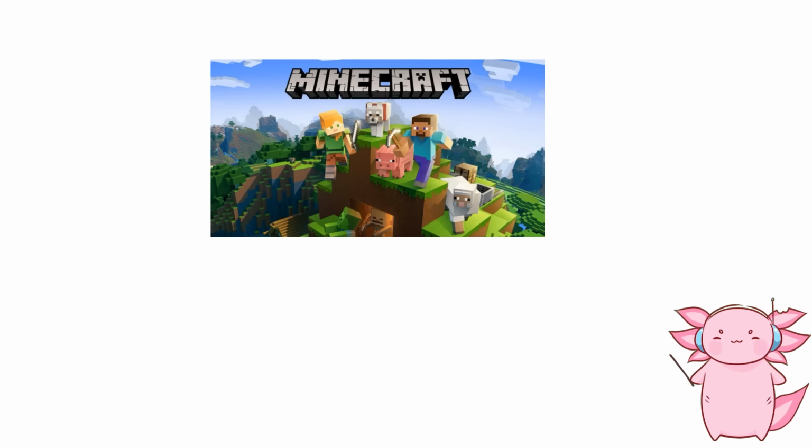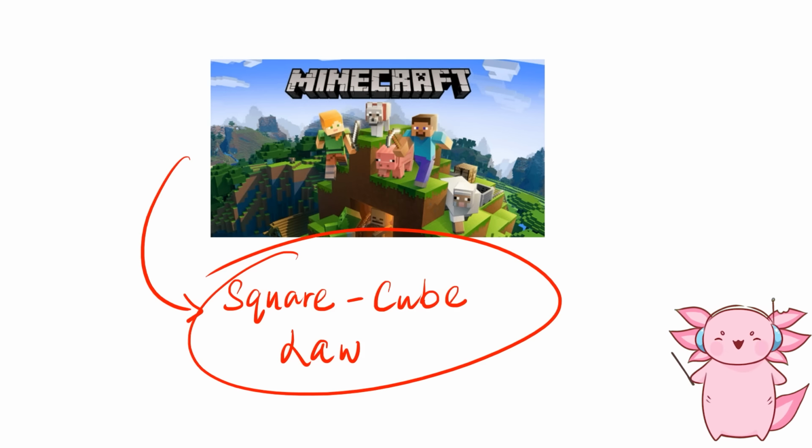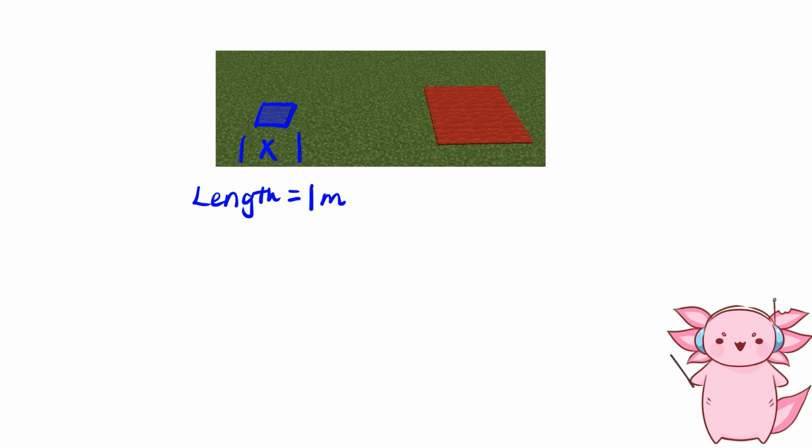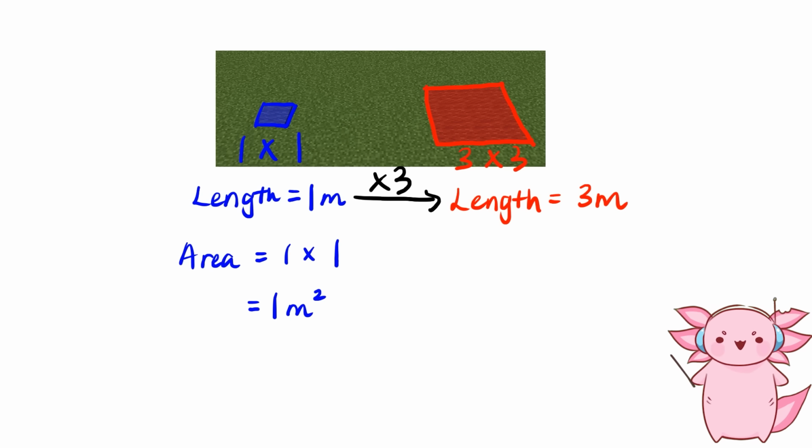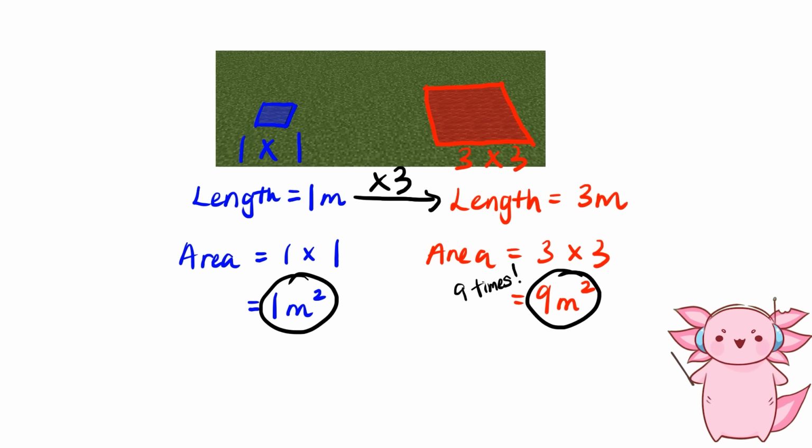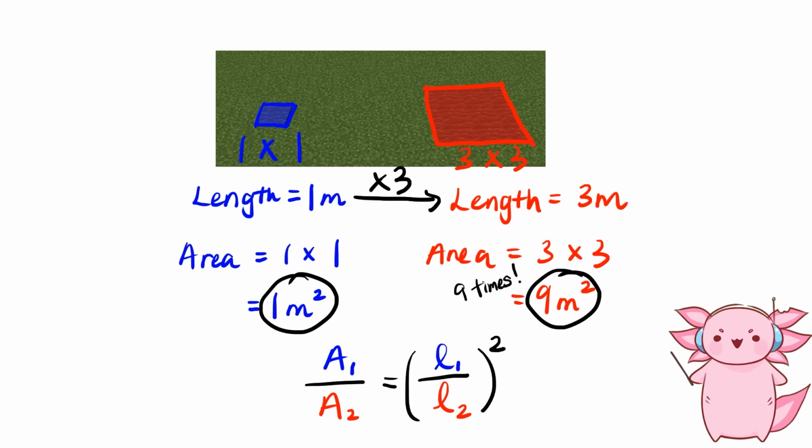Okay, again, I'm gonna use Minecraft to explain this thing called the square cube law. So let's say if I have a 1x1 carpet here, the area is 1 meter square. Now if I 3 times the length, the area is actually 3 times 3, which is 9 times of the original area. The formula is that the ratio of area 1 to area 2 is L1 over L2 squared.